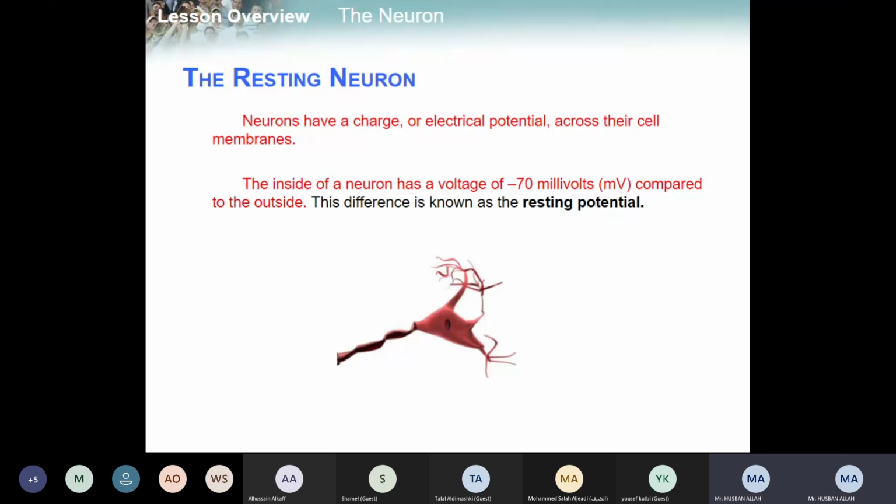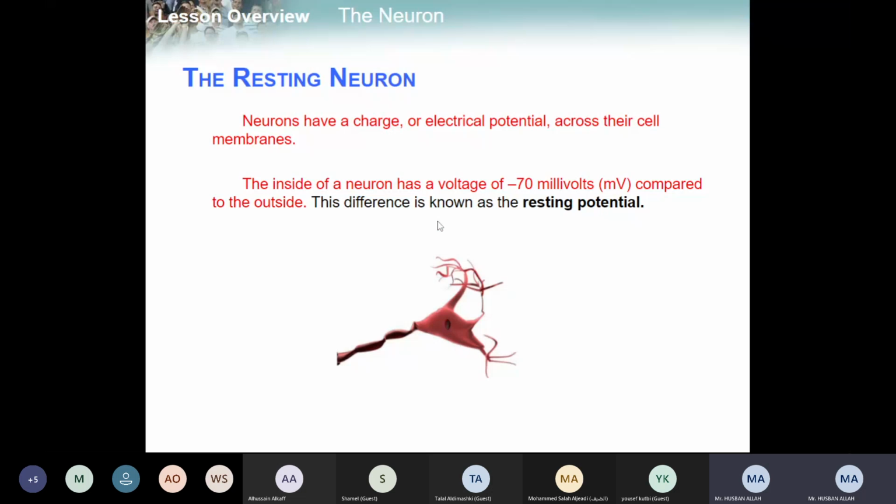right? The resting neuron. Neurons have a charge or electric potential across their cell membrane. If you look at the neuron cell we studied yesterday, a unit of the nervous system, its entire body, its entire structure we studied. Now, if you look here, it has a wall, right? So if you look at the cell membrane or the wall of the neuron, the boundary of the neuron, it has an electric potential on either side, right?